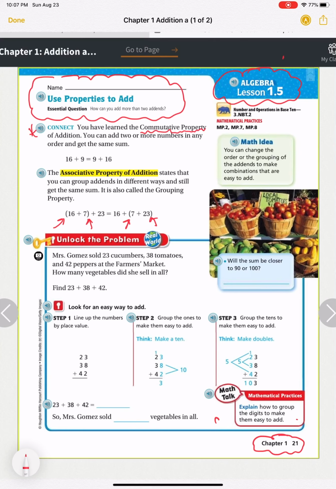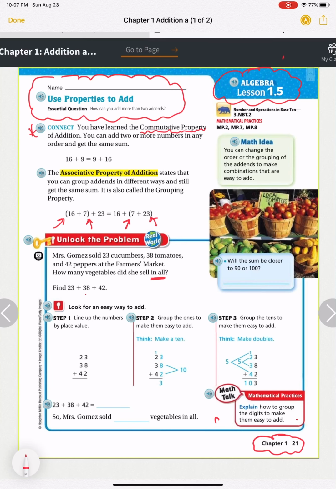All right, let's take a look at unlock the problem. Mrs. Gomez sold 23 cucumbers, 38 tomatoes, and 42 peppers at the farmer's market. How many vegetables did she sell in all? Ooh, in all. That's a keyword for addition right there. So we have to find 23 plus 38 plus 42.